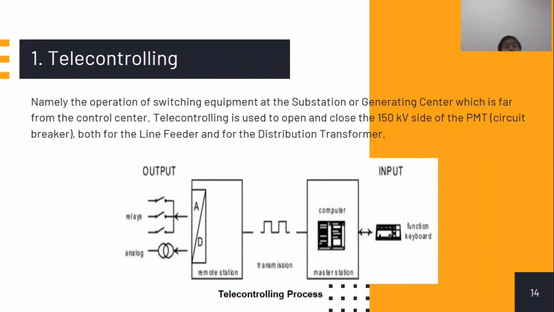Telecontrolling, namely the operating of switching equipment at the substation of the generating center, which is far from the control center. Telecontrolling is used to open and close the 150 kilovolt PMT, both for the line feeder and for the distribution transformer. This is a process of telecontrolling.